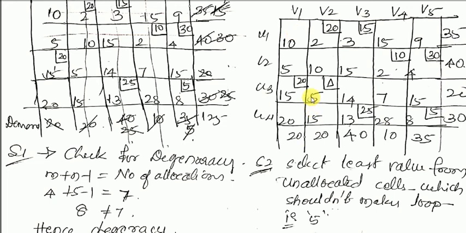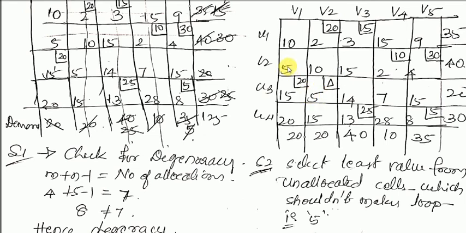From these values, the two 5s are the least value. Delta is not yet assigned, there is no delta now. So this 5 and this 5 are the least. You can take any one. For this 5, you have to check whether it is making a loop or not. From this, only one allocated cell is there, that is here. Next you have to go for allocated cells, but there is none. There are no alternative allocated cells. Because of that, this 5 is not making any loop with allocated cells, so we have to assign delta for this.